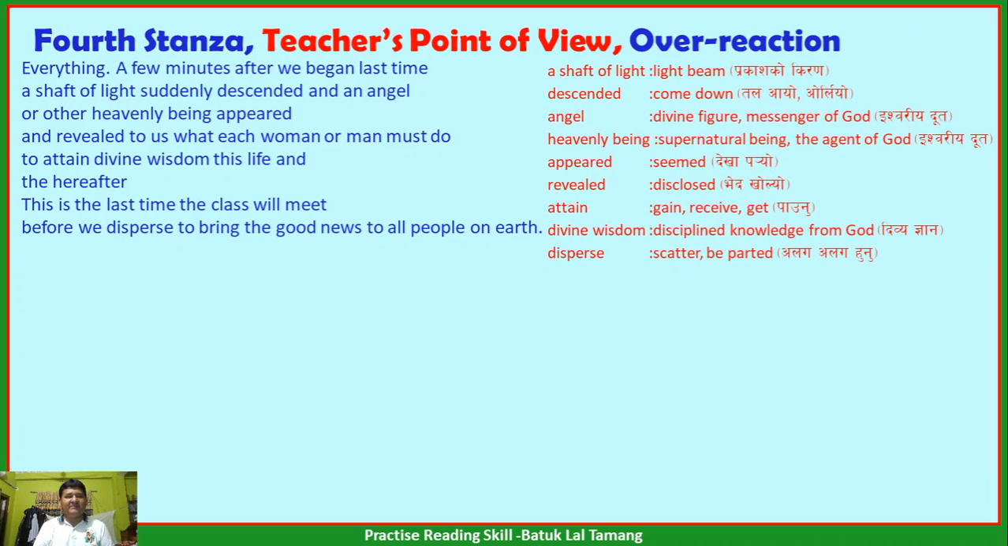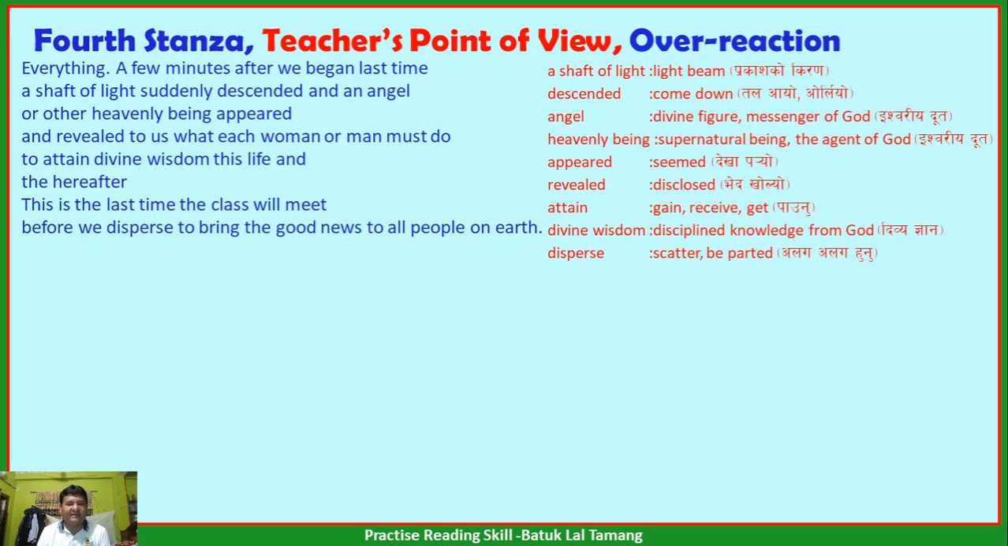Everything a few minutes after we began last time, a shaft of light suddenly descended, and an angel or other heavenly being appeared and revealed to us what each woman or man must do to attain divine wisdom, in this life and the hereafter. This is the last time the class will meet before we disperse to bring the good news to all people on earth. Okay, so the poet has written something here which is an overreaction, more than normal, right?